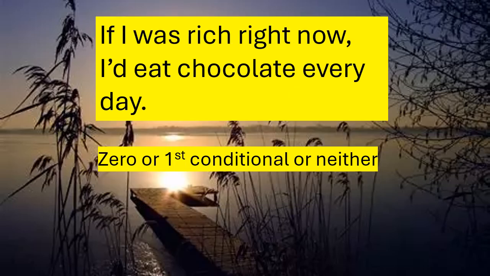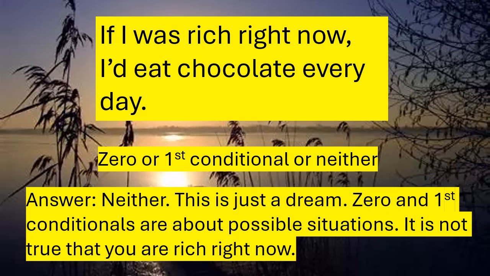If I was rich right now, I'd eat chocolate every day. And the answer for that one is neither. Why? Because it's just a dream. Zero and first conditionals are about possible situations. It's not true that you're rich now.